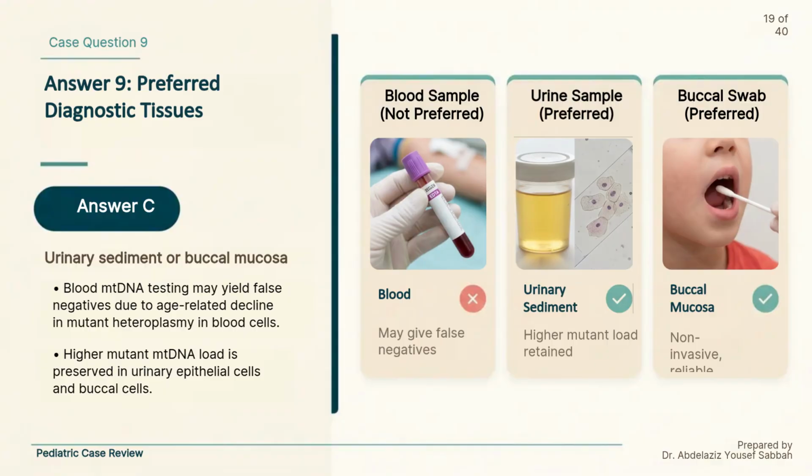The correct answer is C, urinary sediment or buccal mucosa. Blood mitochondrial DNA testing may yield false negatives because there is an age-related decline in mutant heteroplasmy within blood cells. In contrast, a higher mutant mitochondrial DNA load is preserved in urinary epithelial cells and in buccal cells. This makes these tissues much more reliable for confirming the diagnosis. Both samples have the added advantage of being non-invasive, which is especially valuable in children. A negative blood test should never rule out MELAS when clinical suspicion remains high. Always pursue these alternative tissues.